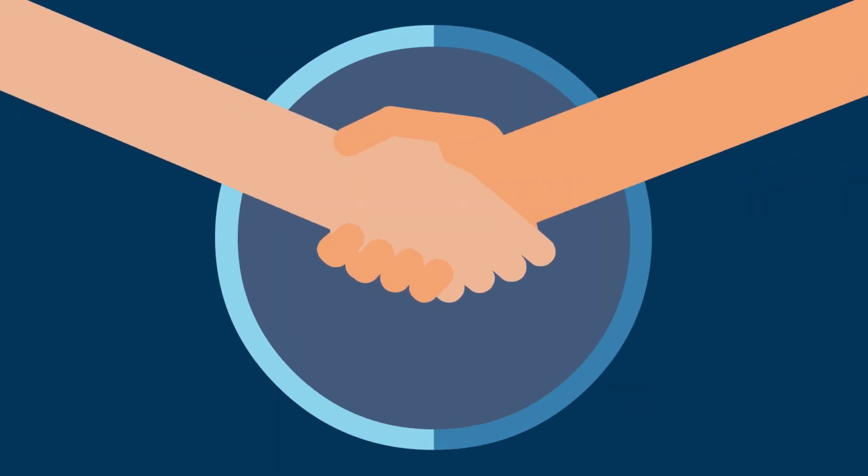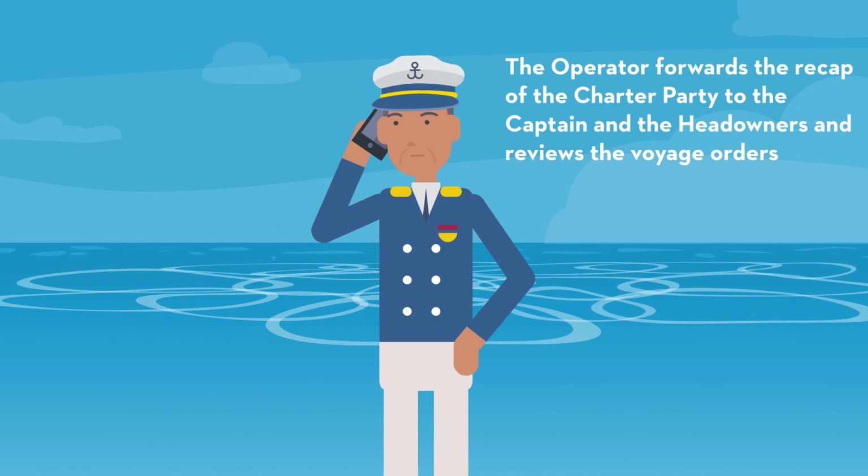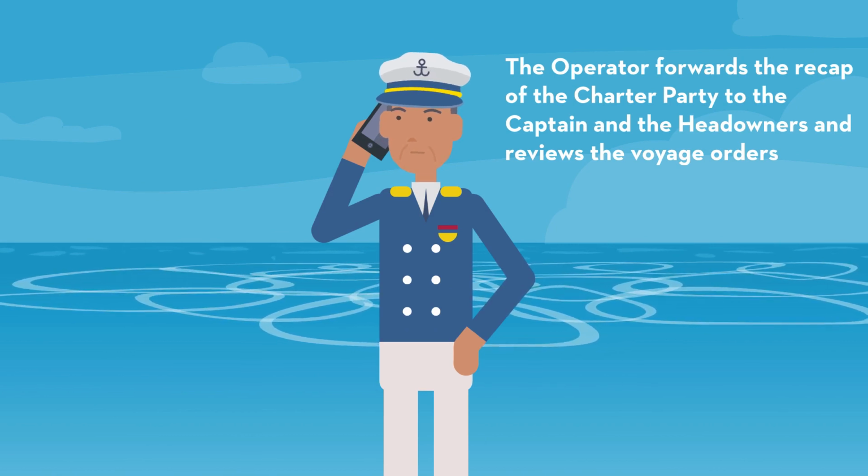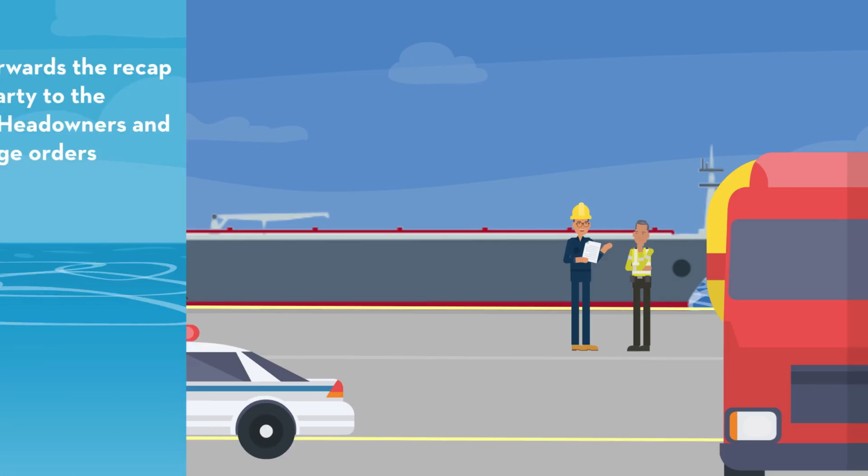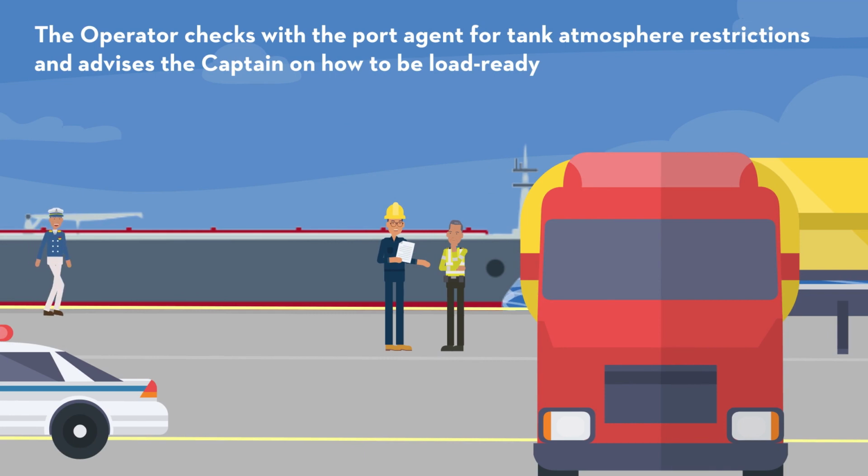Once the negotiations are completed and the vessel is fully fixed, the operator forwards the recap of the charter party to the captain and the head owners and reviews the voyage orders, confirming that these are in line with the agreed terms prior to sharing. Thereafter, the operator checks with the port agent for tank atmosphere restrictions and advises the captain on how to be load ready.